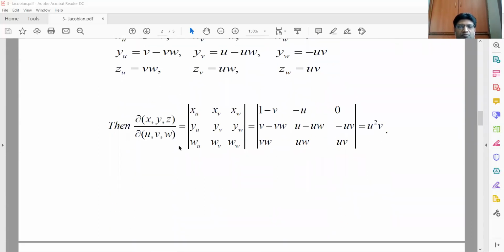We'll write the formula and I will substitute all these values here, and if you expand this 3 by 3 determinant, you can see easily it is u square v.